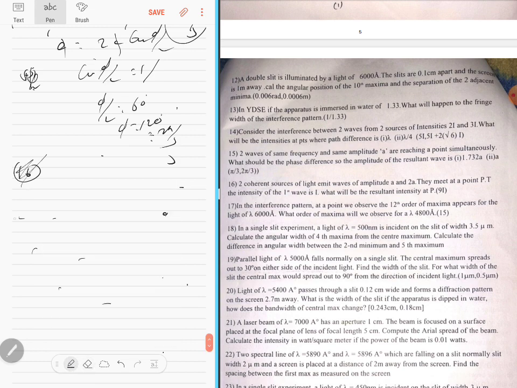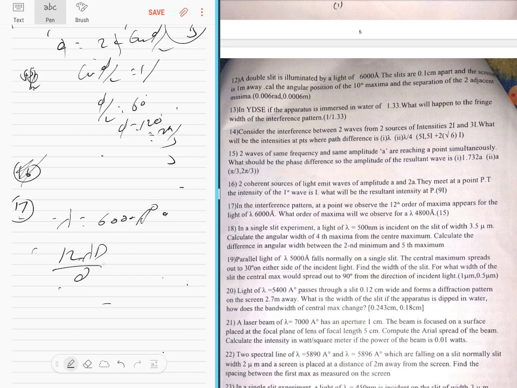Okay, so let's go to the 17th question. I have wasted so many minutes searching for this question. In the interference pattern, at a point we observe the 12th order of maxima for a wavelength of 6000 Armstrong. 12th order maxima means 12 into lambda into capital D by small d. What order of maxima will be observed for a wavelength of 4800 Armstrong?